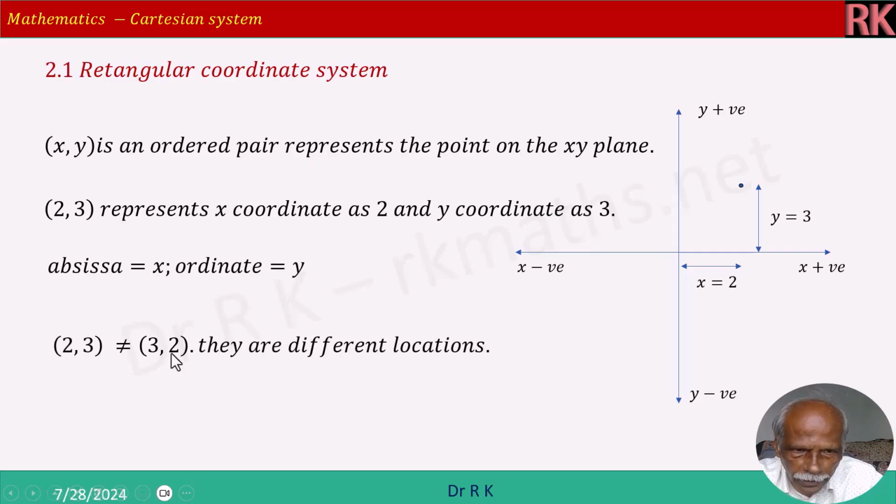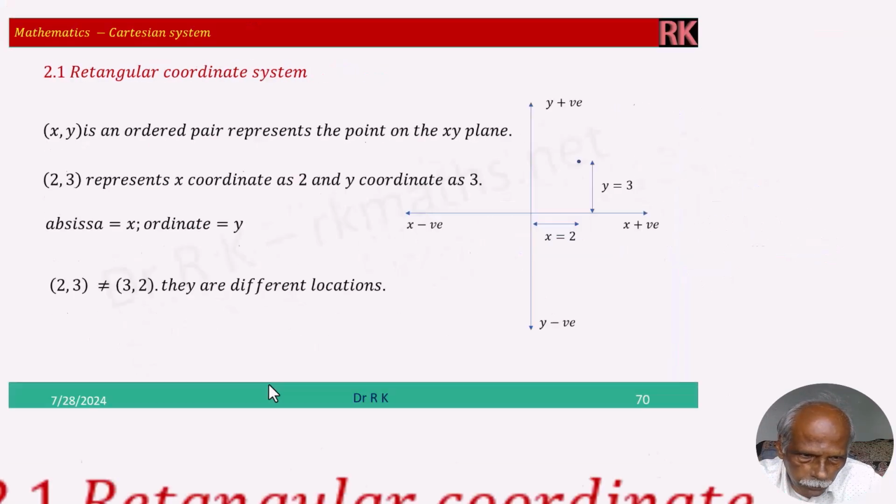(2, 3) is not equal to (3, 2). Please note, (a, b) is not equal to (b, a). (x, y) is not equal to (y, x). They are different locations. (3, 2) means you take 3 along the x-axis, 2 along the y-axis. So somewhere here it will be, not closer to the y-axis.